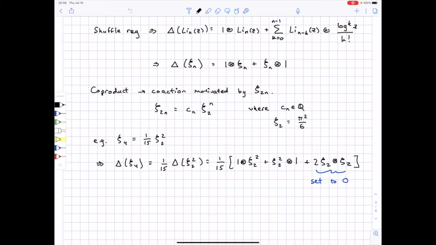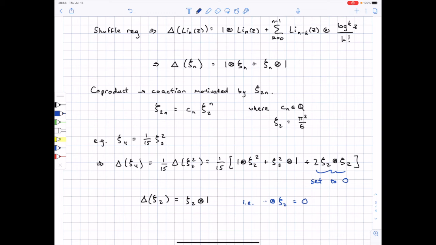So the resolution proposed by Francis Brown is to really define a coaction such that delta of zeta 2 is zeta 2 tensor 1 without the other term. So that is to say 1 tensor zeta 2, or really then anything tensor zeta 2, is 0.